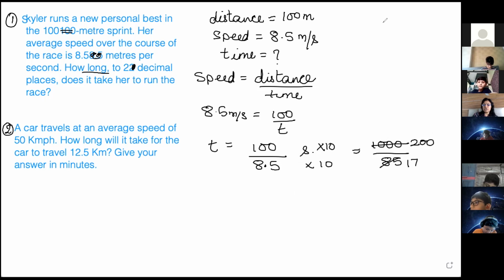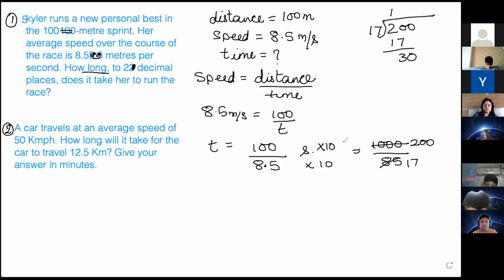Now you can divide it in rough. 200 divided by 17. What is the answer? You will divide and give me the answer. Ma'am, I got the answer, it is 0.085. You are doing it in reverse, Yahya. No, we are not doing 8.5 upon 100. We are doing 100 upon 8.5.